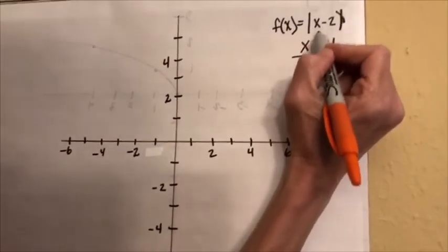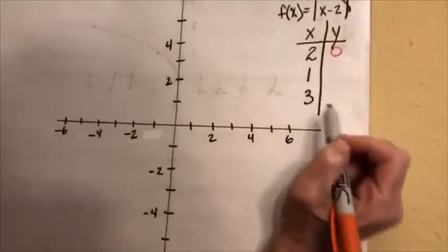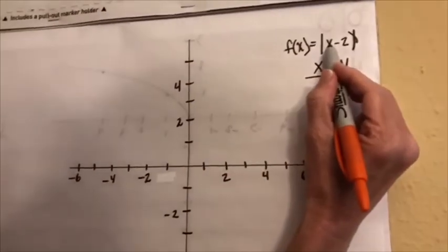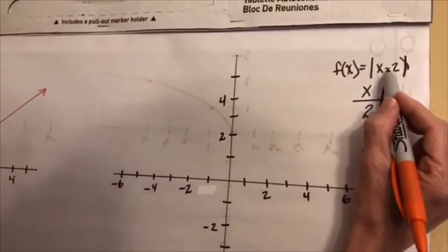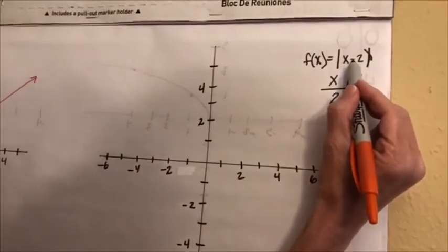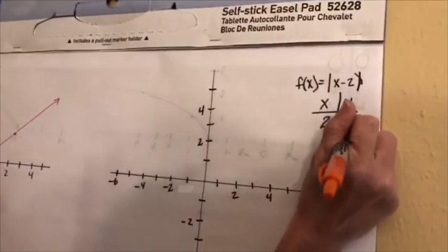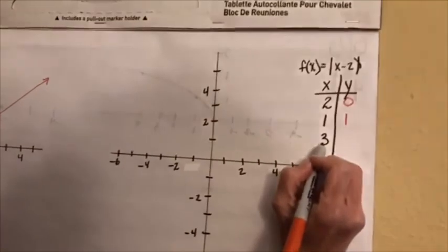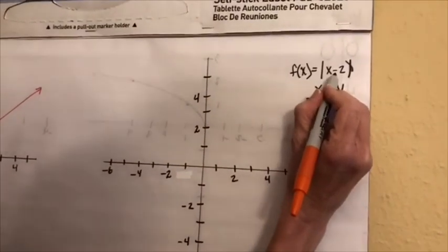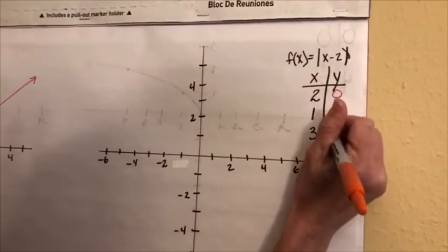Because 2 minus 2 is 0. The absolute value of 0 is 0. When x is 1, 1 minus 2 is a negative 1. And the absolute value of negative 1 is 1. 3 minus 2 is 1. And the absolute value of 1 is 1.